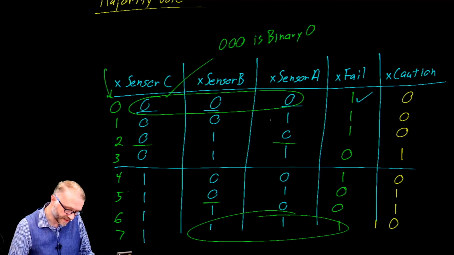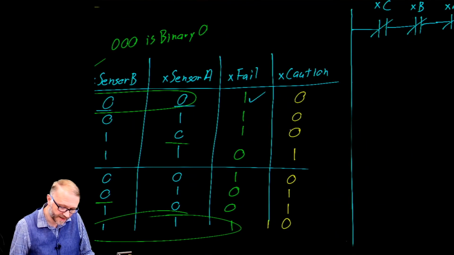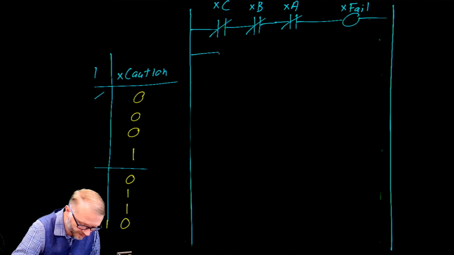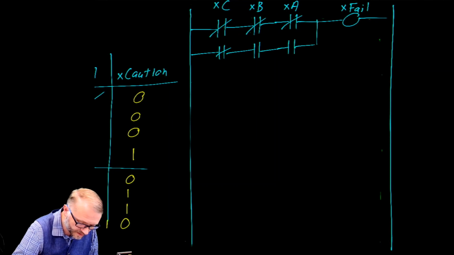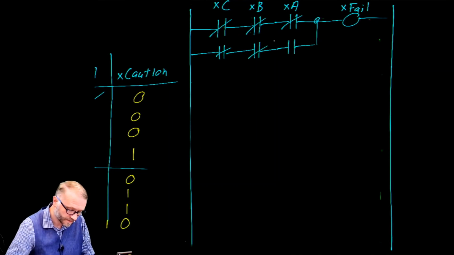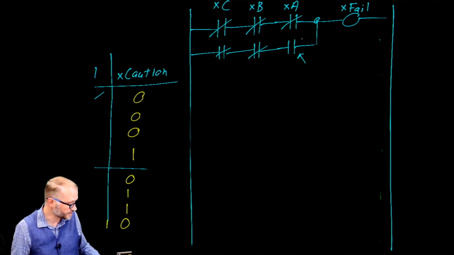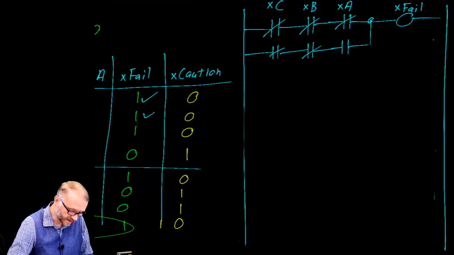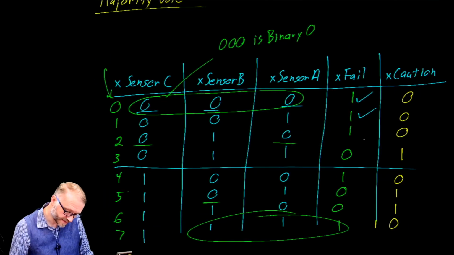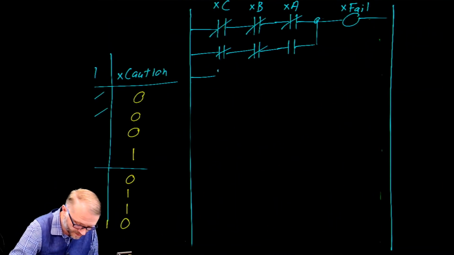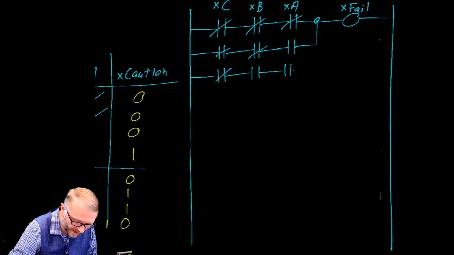The next one says if C and B fail, but A is good. So if C fails, B fails, but A is good, we still have a fail. Again, when we say A is good, that means this contact will close. That takes care of that line. The next one says if C is a fail, B is good, but A is a fail. So C failed, B is good, A fails.